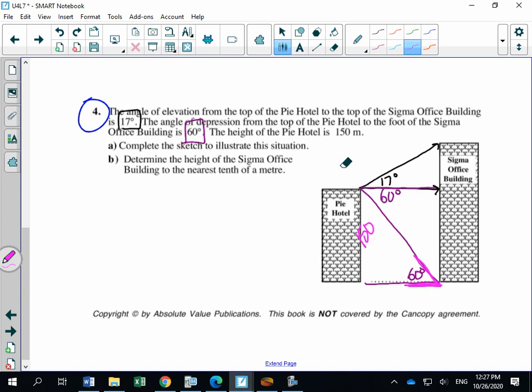What could we calculate now based on just this triangle here? What could I calculate? The distance between what? The two buildings, yes.